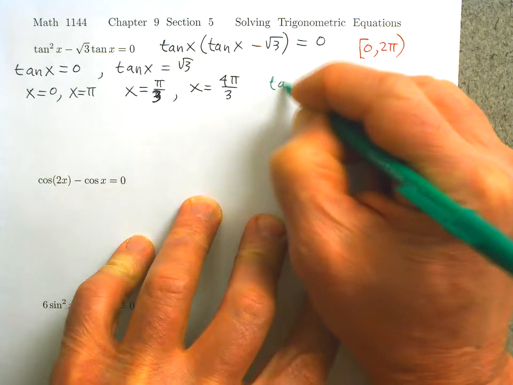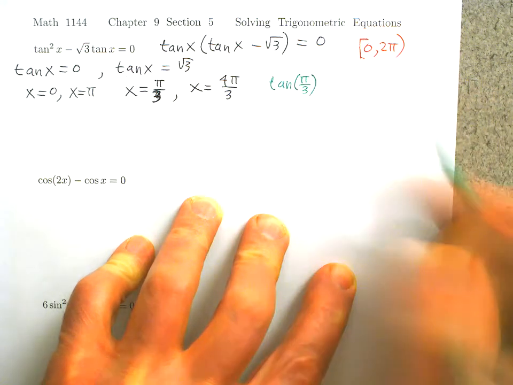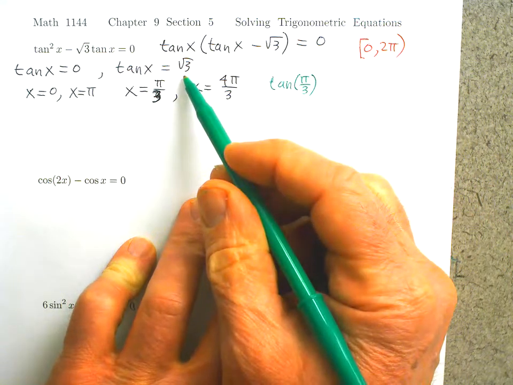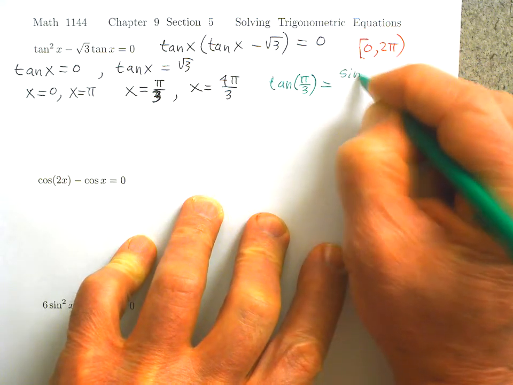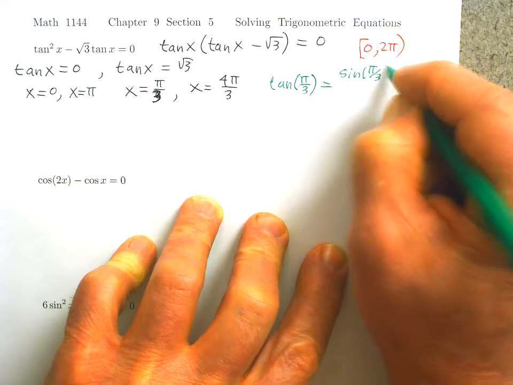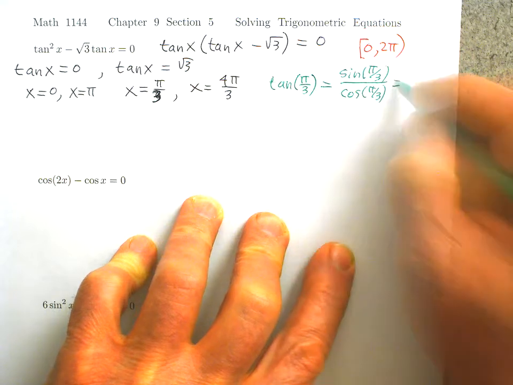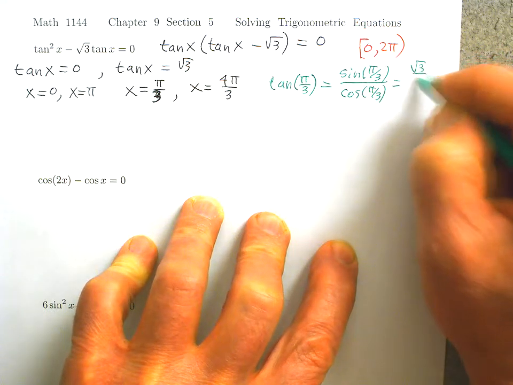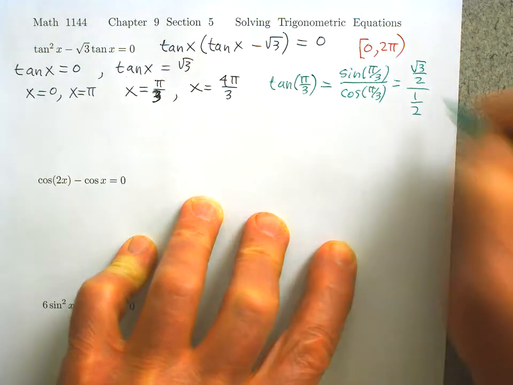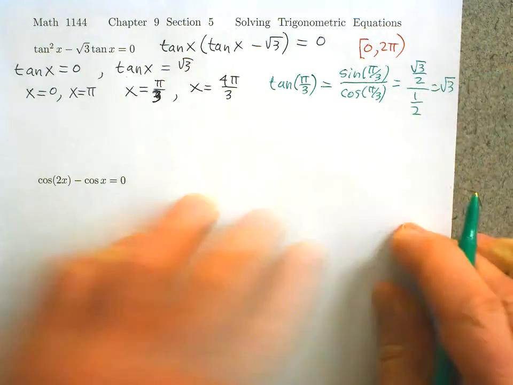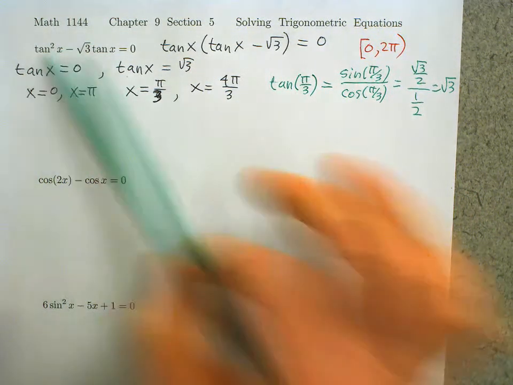So tangent of pi over 3, I'm just going to verify that tangent of pi over 3 is equal to the square root of 3. So tangent of pi over 3 is the sine of pi over 3 divided by cosine of pi over 3. Sine of pi over 3 is the square root of 3 over 2. Cosine of pi over 3 is 1/2. And sure enough, that simplifies to the square root of 3. Okay, so that equation has 4 solutions.